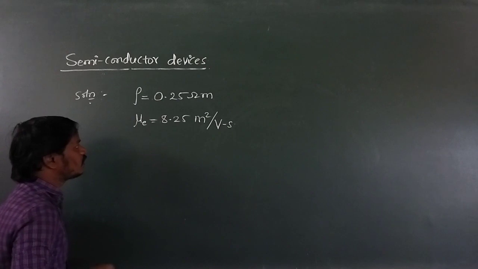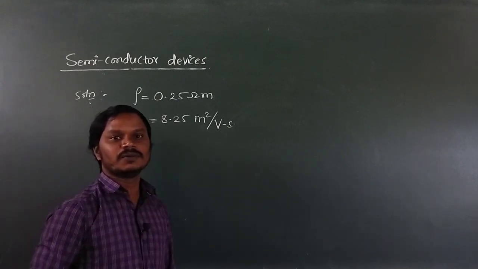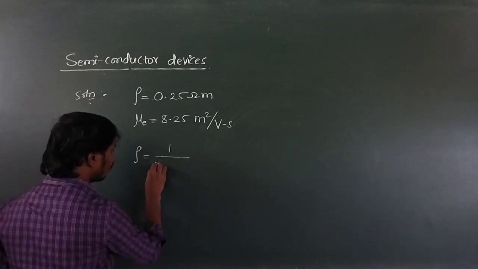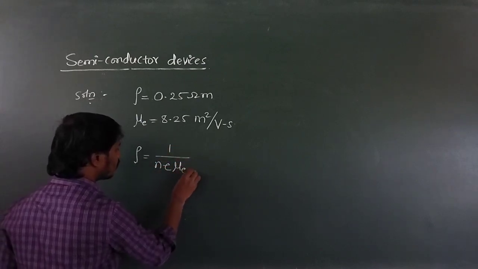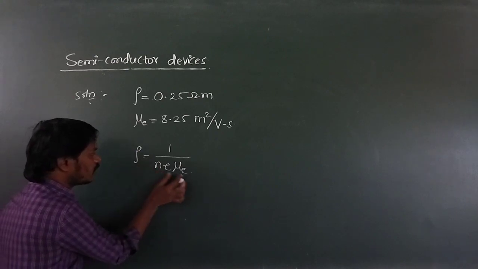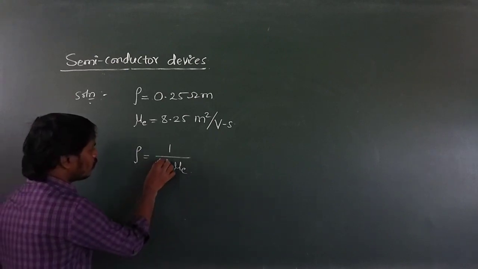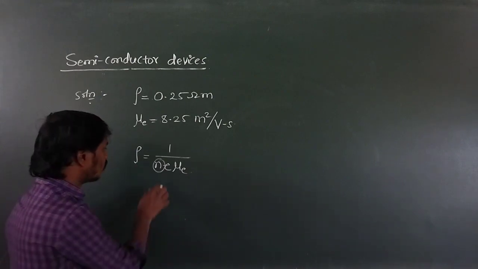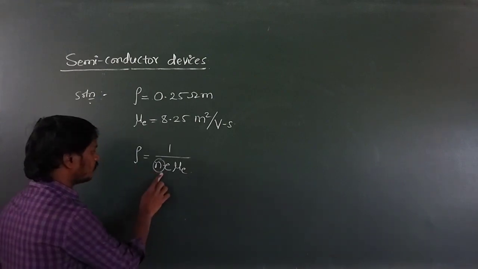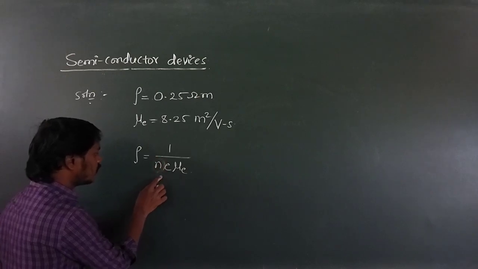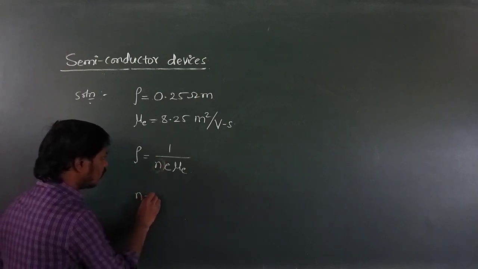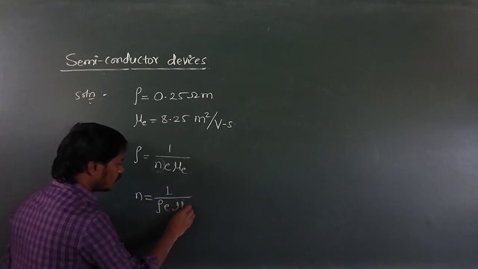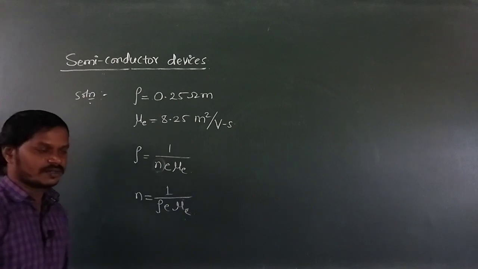See here, what is the relation between resistivity and mobility? That is rho is equal to 1 by N into E into mu E. So it is the relation between resistivity and mobility. But what is N here? N is nothing but the concentration of donor atoms. Our aim is to find N. Let us take this N to the left hand side. Then N is equal to 1 by rho into E into mu E.